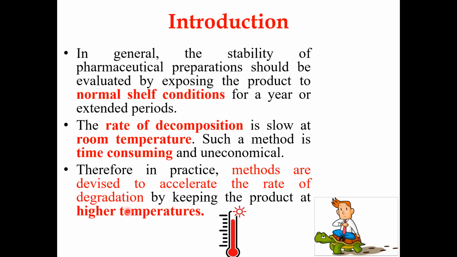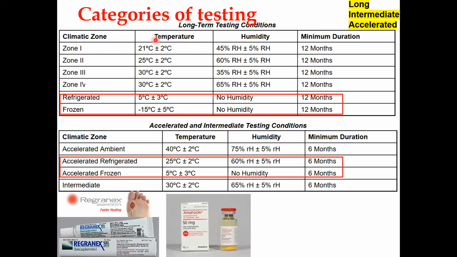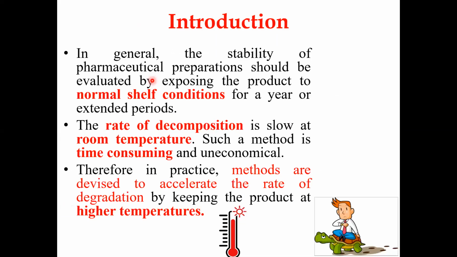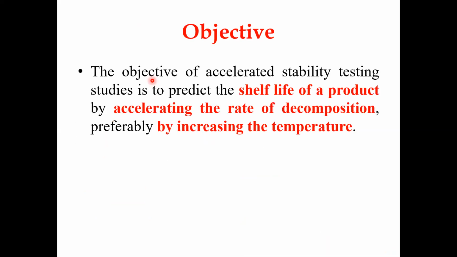So one can increase the temperature more and more, I'm using the term more and more, beyond the prescribed temperature, so that the degradation is also very fast. From that graph, we can predict what will happen at room temperature. That is the accelerated stability condition.